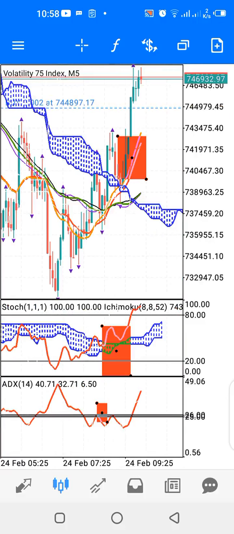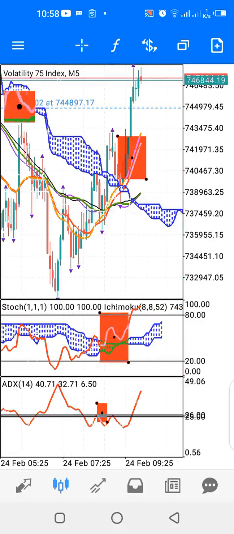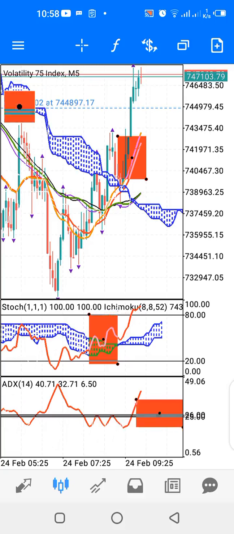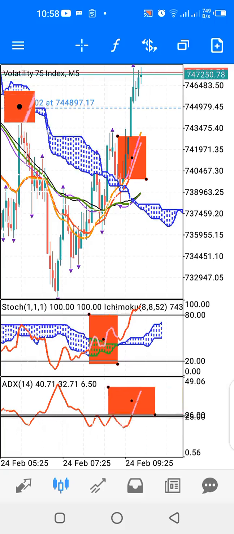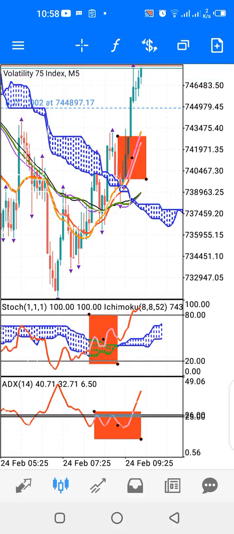Let's continue to monitor, and you can see what happened here. The red line crossed above the Bollinger. All right, and you can also see what's happening here. The red line has crossed above the ADX level. Okay, so that's that for this strategy.